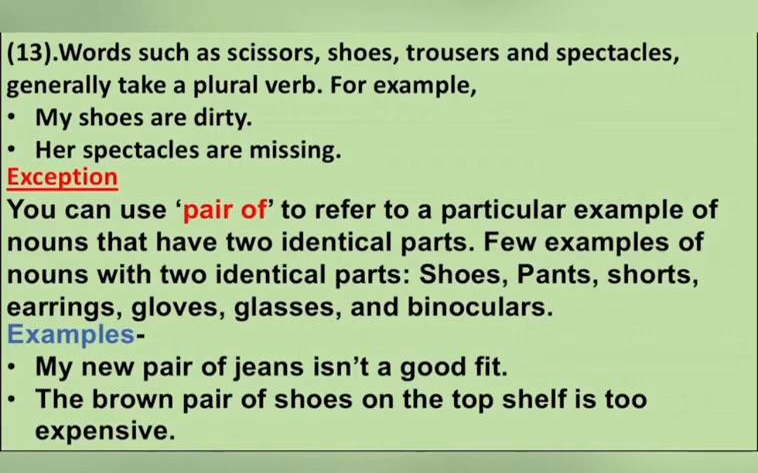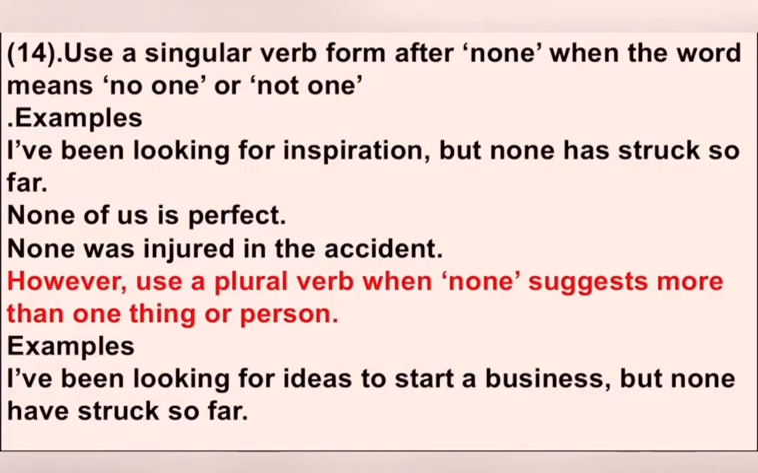But the exception is here. You can use pair of to refer to a particular example of nouns that have two identical parts. A few examples of nouns with two identical parts: shoes, pants, shorts, earrings, gloves, glasses and binoculars. Examples: my new pair of jeans isn't a good fit. The brown pair of shoes on the top shelf is too expensive. But when you use singular verbs with such subjects, you have to remember we have to use pair of along with it.